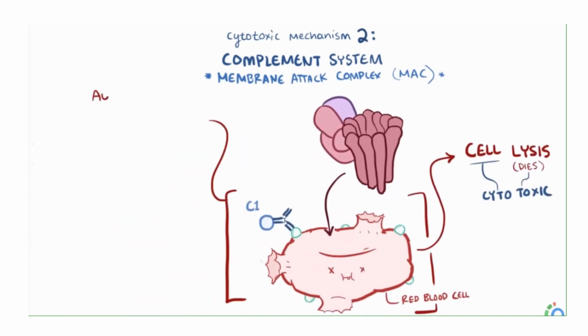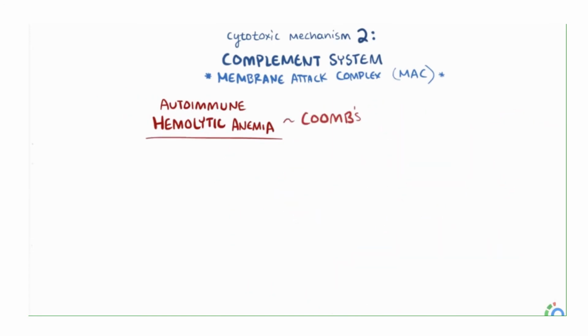In our example, if you suspect autoimmune hemolytic anemia, the antibody in question can be detected using a direct Coombs test.